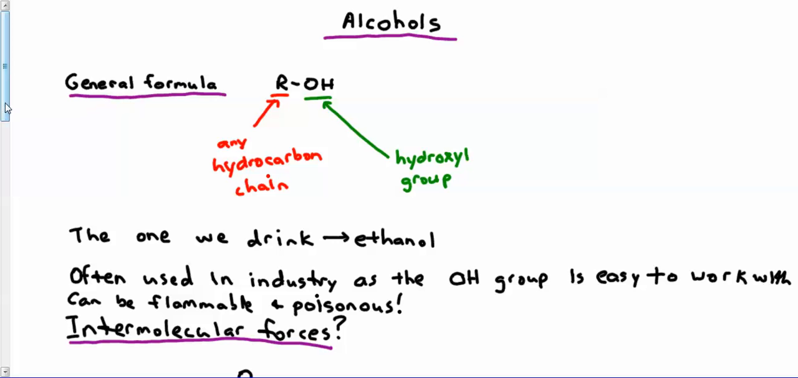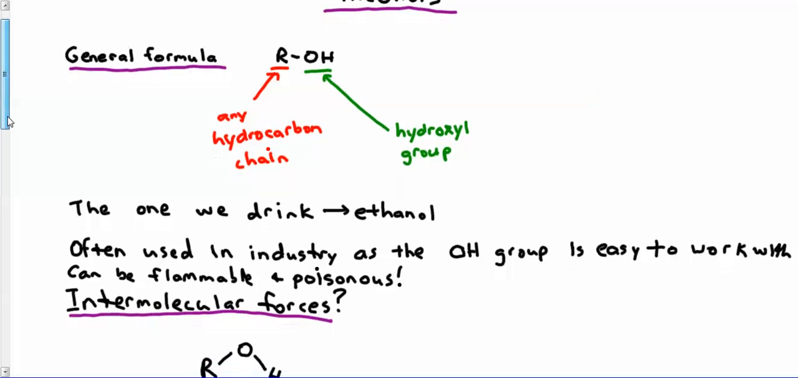Students always ask, what's the alcohol that we drink? It's ethanol. Ethanol is 2 carbons with an OH off of one of them.